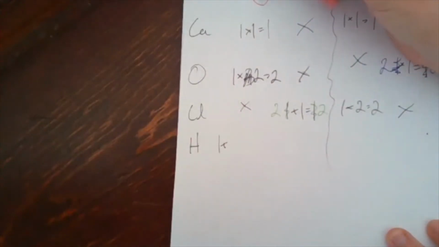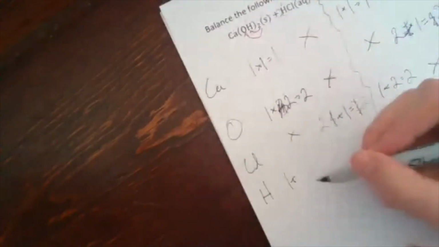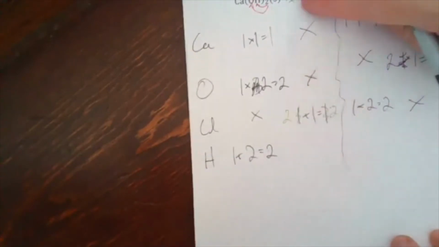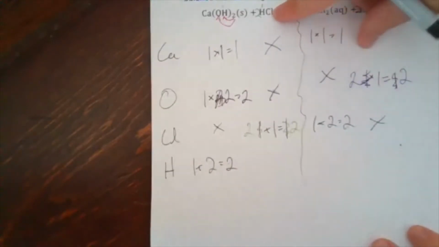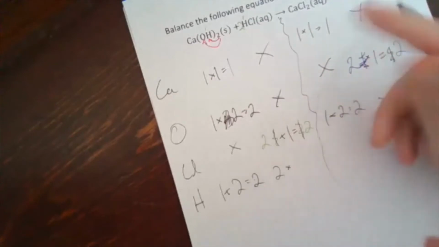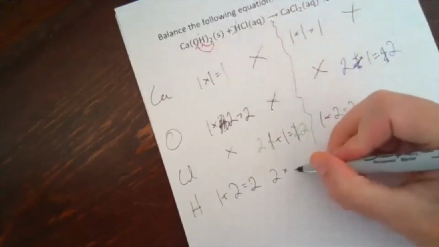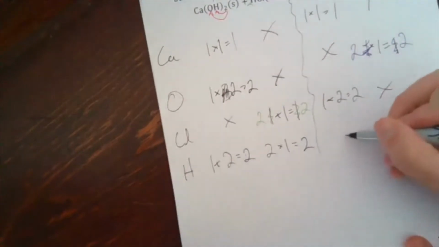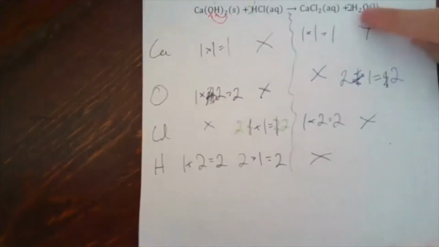Just like the 2 went to the oxygen, the 2 also goes to the hydrogen. So there's 2 there. So I have 2 hydrogen. This 2 that we put in front of the HCl also affects the H just like it did the Cl. So there's a 2 out there. The coefficient or the subscript on the H is still a 1, meaning I have 2 right there. Calcium chloride does not contain hydrogen.